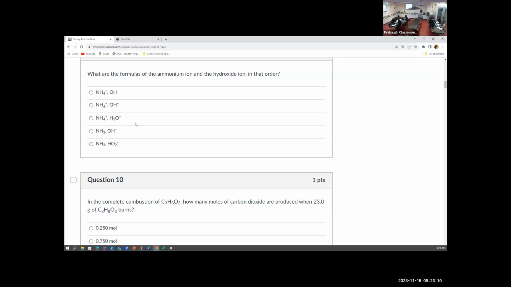Yes, team number 2, the online team, they got that one wrong because they thought like you at first and said, well, that's too easy. Okay, you guys ready for the next one? Online? Are you guys ready? Okay, our next question says, what are the formulas of ammonium ion and the hydroxide ion in that order?